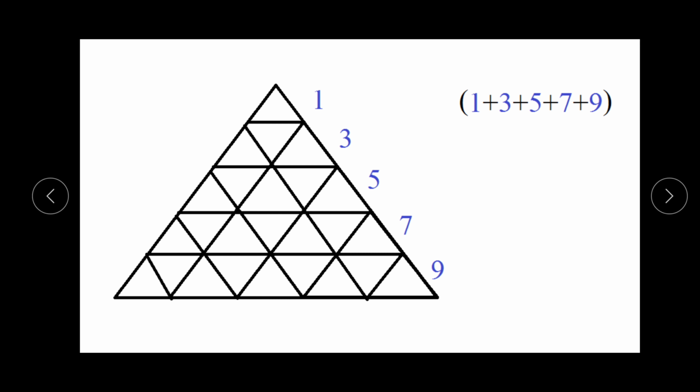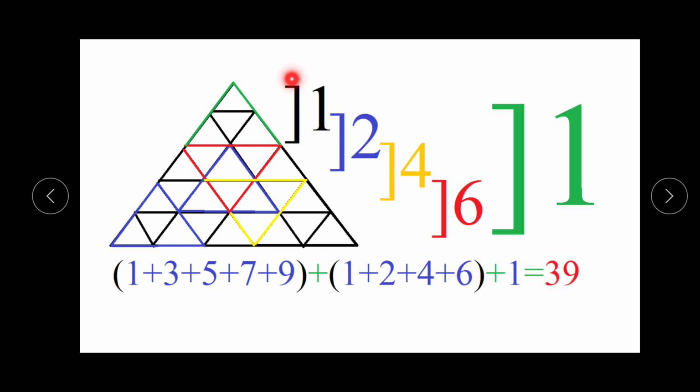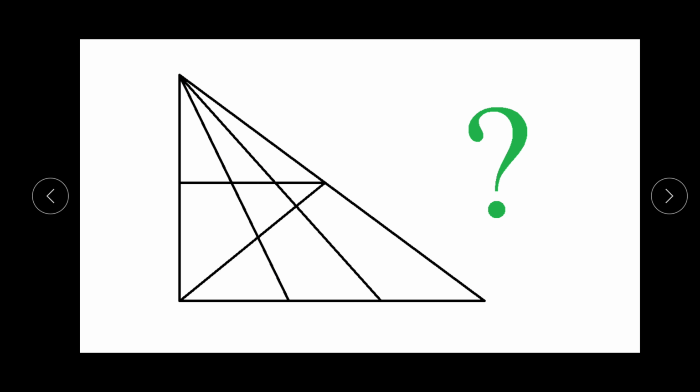Let's see, we can see in this 1, 3, 5, 7, 9, and then in the first 2 layers, 1 triangle. In the second 2 layers there are 2 triangles. In the third there are 4 triangles, and in the last 2 layers there are 6 triangles, and after that the largest one. If we add them all, 1 plus 3 plus 5 plus 7 plus 9 plus 1 plus 2 plus 4 plus 6 and plus 1, that is 39 triangles. If we have to count the triangles in this one, how many triangles are there?